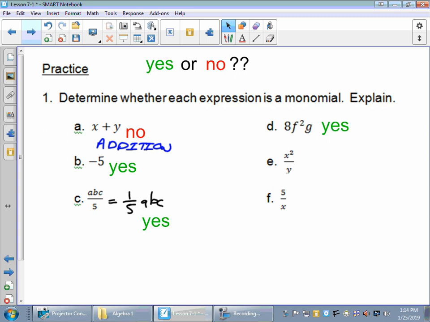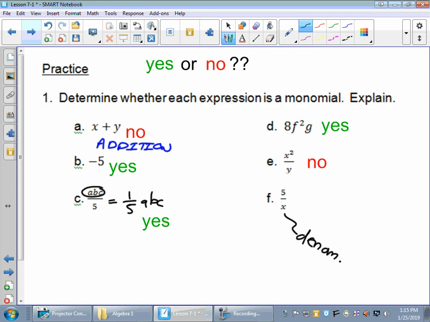Here, you can see that this has 2 variables in division. We can't really do what we did with letter C, so we would say no here because we would have to divide there. And the same thing on F, because this is in the denominator. Unlike over here, where our variable was in the numerator, and we could make it a 1 on top of it, here, because the variable's in the denominator, we're going to have to say no to this one as well. Okay? So very simple, explaining why yes and why or why not.